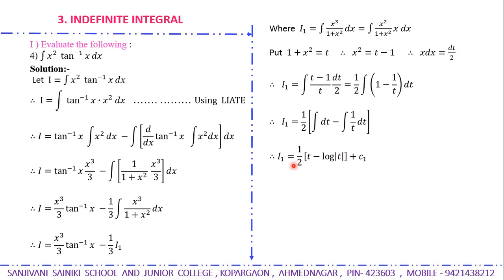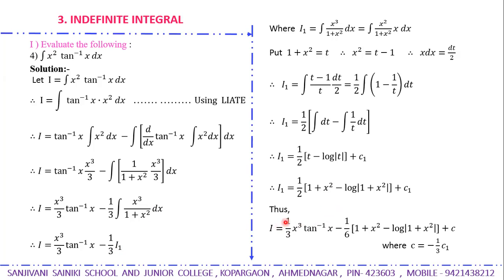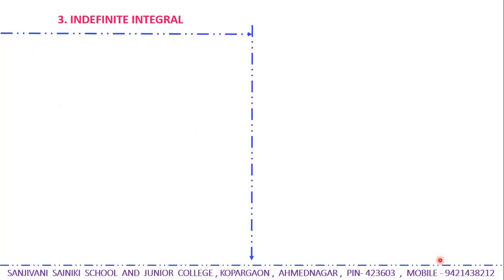Okay, so the I1. But what is t? t is 1 plus x square. So we will put that t, 1 plus x square, here and then using I1 in this integral, I is equal to 1 upon 3 x cube tan inverse of x minus 1 upon 6 times 1 plus x square minus log of 1 plus x square plus c, where c is minus 1 upon 3 times c1. This is the integral of the given function.